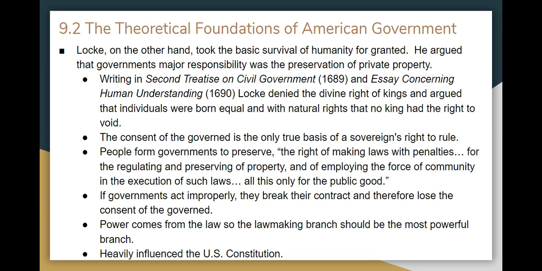So, in other words, whereas Hobbes, in an effort to secure survival, might have accepted the rule of the monarch, Locke believed that the rule of the monarch was illegitimate without the consent of the governed from the beginning. The people form government to preserve the right of making laws with penalties, for the regulating and preservation of property, and of employing the force of community in the execution of such laws. All this only for the public good.